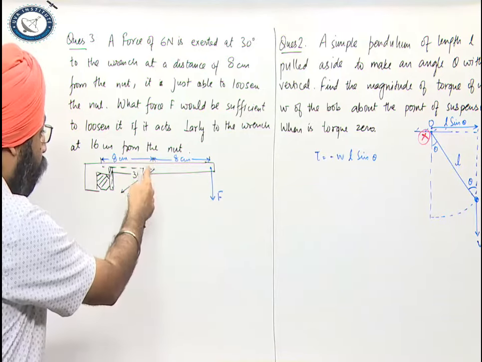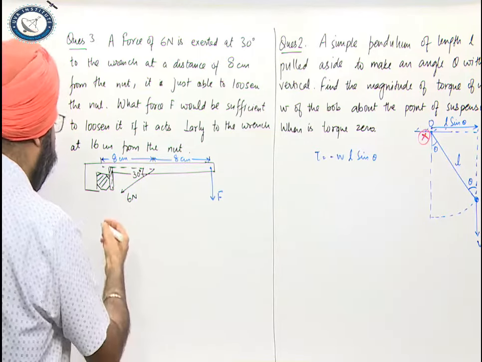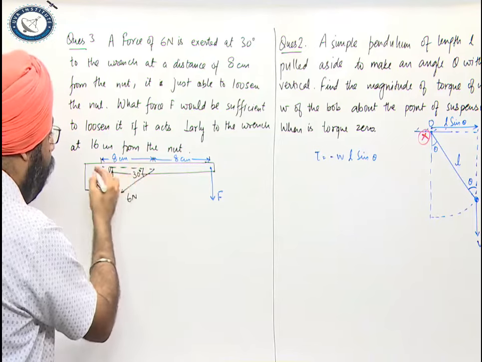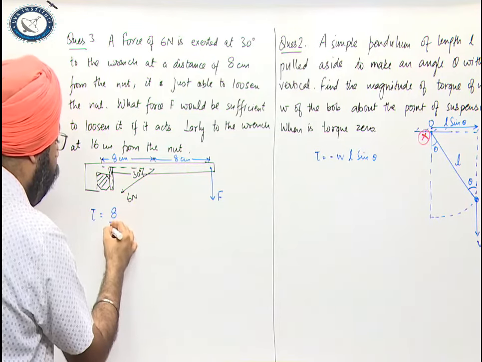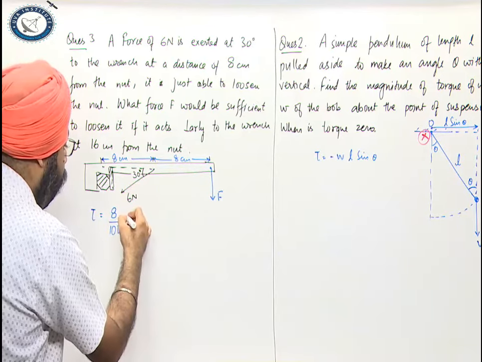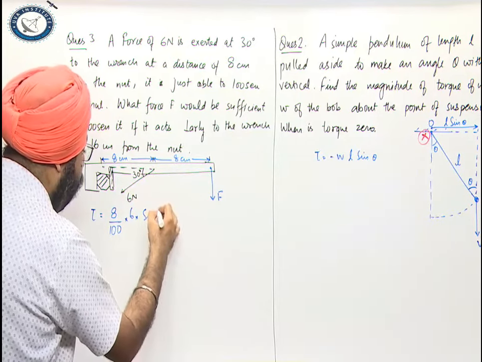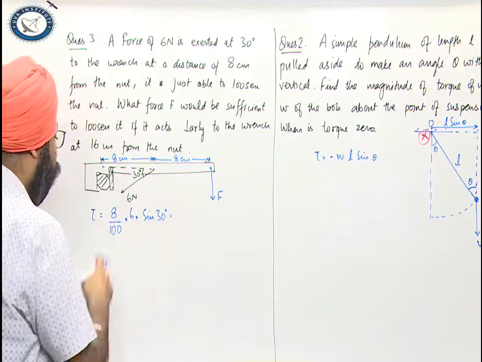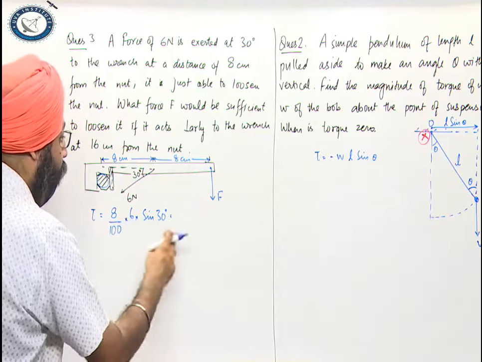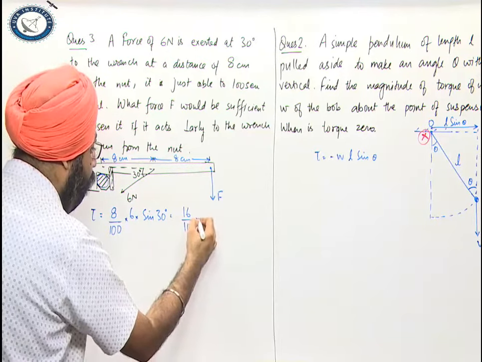If we exert a force at this point, 8 centimeters from the center, this force is 6 Newton. Now, torque is R cross F. The value of R here is 8 centimeters, 8 by 100 meter. Force is 6, and the angle between them is 30, so sin 30. The torque is this. To open this nut, my torque is the same. So it is 16 upon 100 into F.